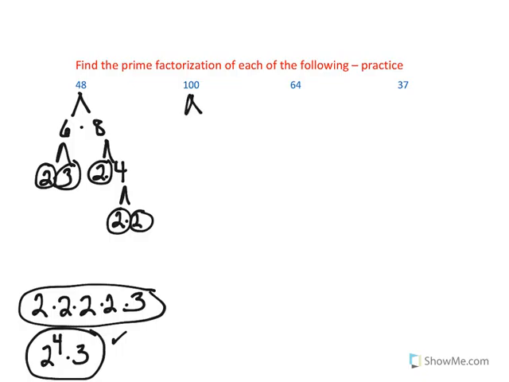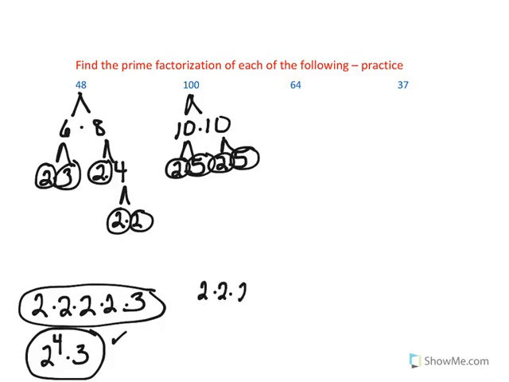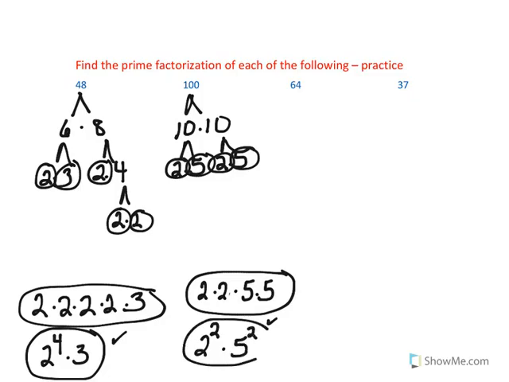All right, 100. Again, I like the middle of the road. Could do 2 times 50, but I want my 2 to get lost. So I'm going to do 10 times 10. 2 times 5. If you do it this way, sometimes you don't have to circle your prime numbers, but feel free. So this is going to equal 2 times 2 times 5 times 5. And to check it, let's see, 4 times 25 is 100, so it checks. And to write that in exponential notation, I have 2 factors of 2, and I have 2 factors of 5.